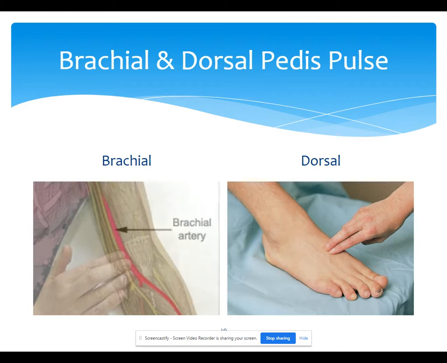When we talk about stopping the blood, we talk about finding the brachial artery right in between your muscles. The dorsalis pedis is just on the top of the foot, and you want to look for that. That's how they determine if you have decreased circulation to your foot.